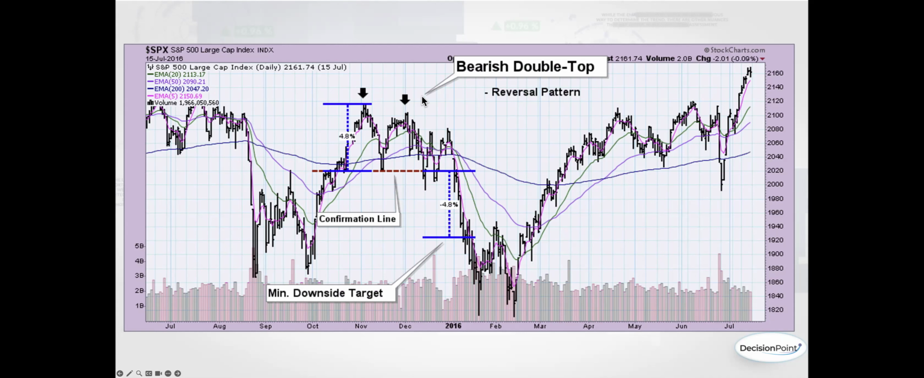But this is the double top. You take the height of the pattern and subtract it from the confirmation line, which is what that red line is right there. And there you have the downside expectation, the minimum downside target for the pattern. And in this case, it was a minimum downside target because price fell even further and dropped down into the reversal double bottom pattern.